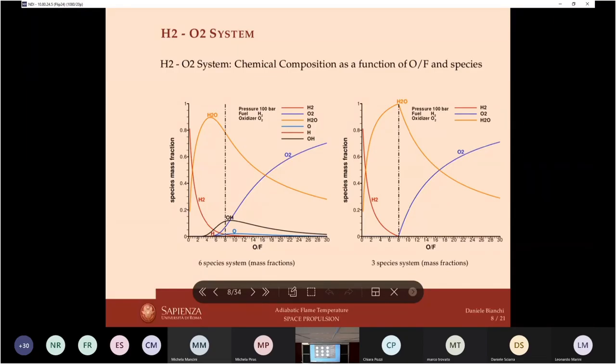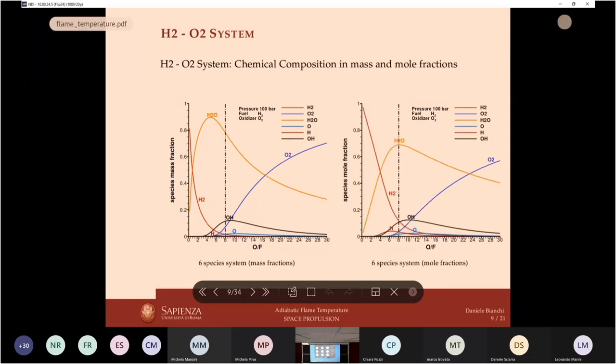So we go and see also this. This is quite interesting because you see the different behavior of the mole fraction compared to the mass fraction. You see that the mole fraction of H2O is peaking at stoichiometric conditions, whereas the mass fraction has its peak at a lower OF. So of course this can be seen. There is a way.